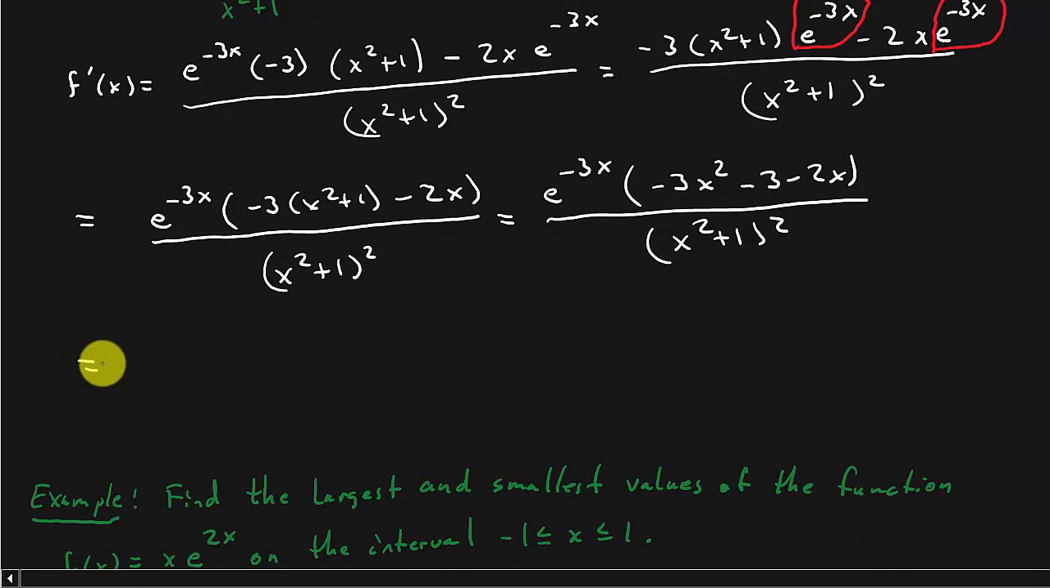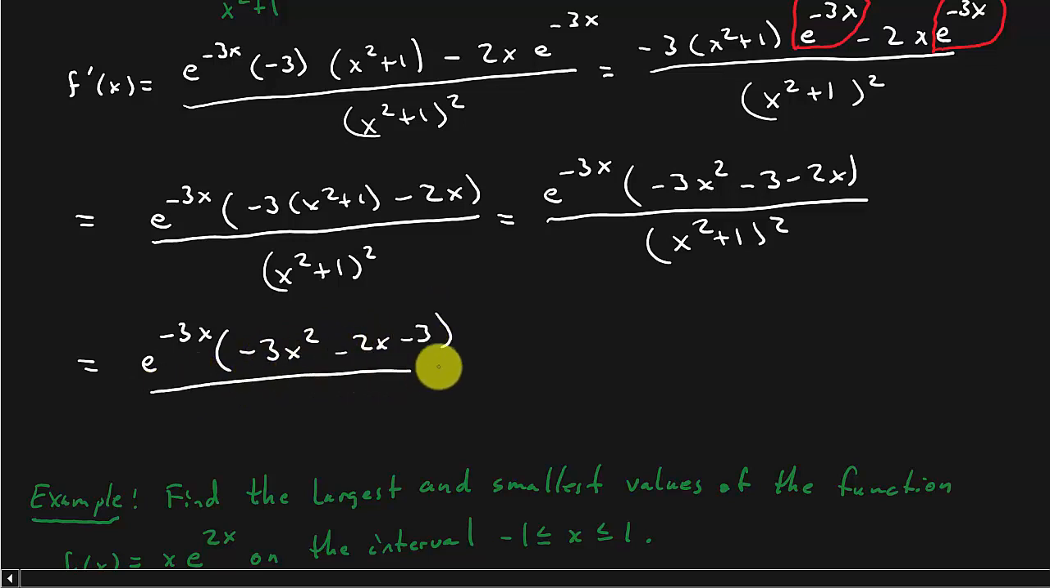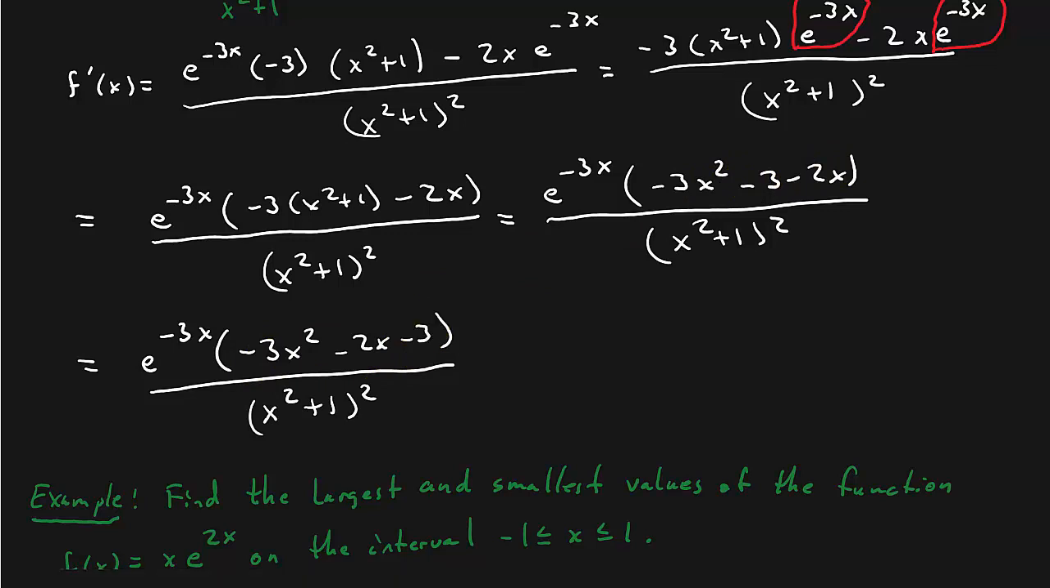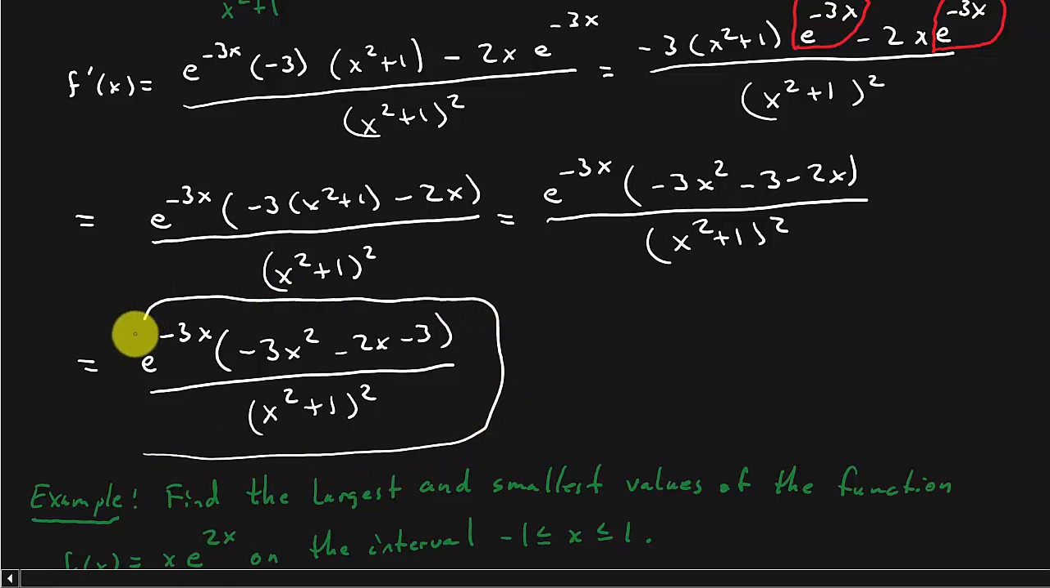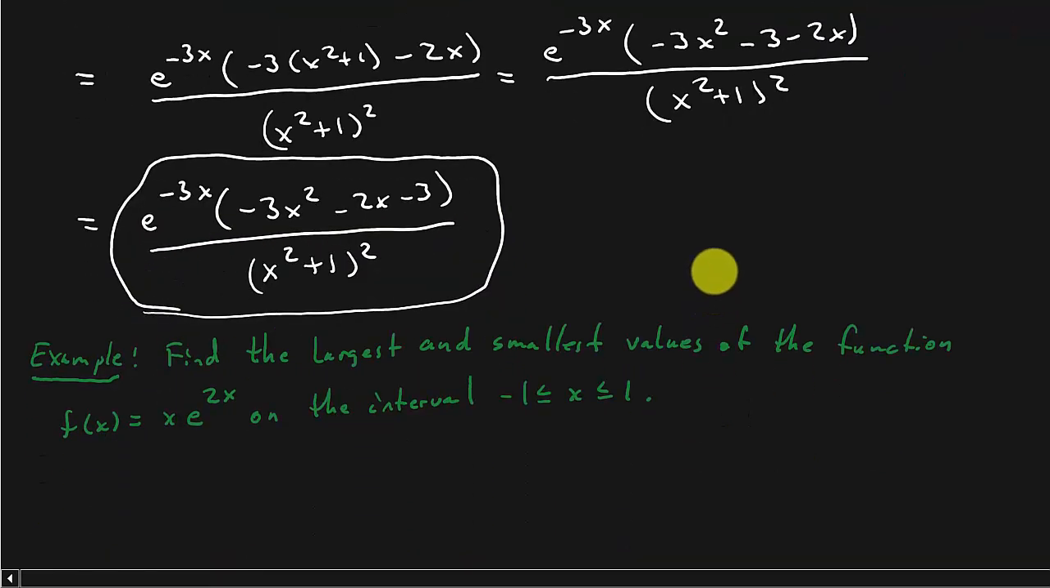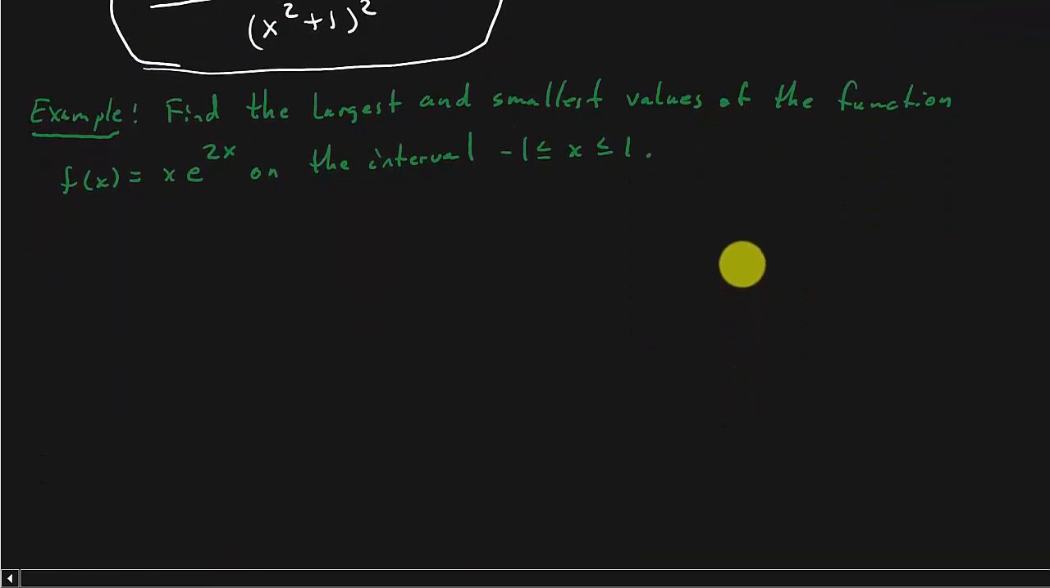And so we can write this as e to the negative 3x times negative 3x squared minus 2x minus 3 over x squared plus 1 squared. All right, I just wrote this part in descending powers. That's all I did. And so this would be your answer. All right, let's continue on.